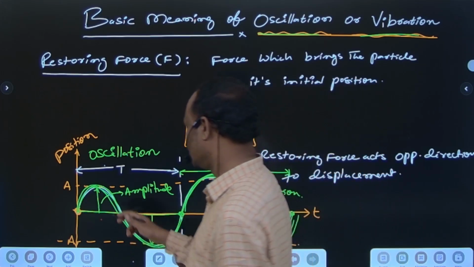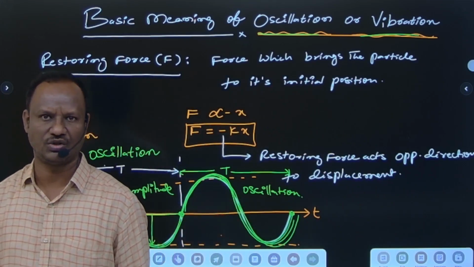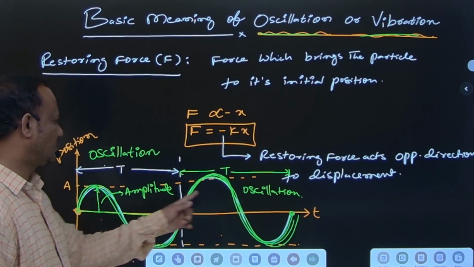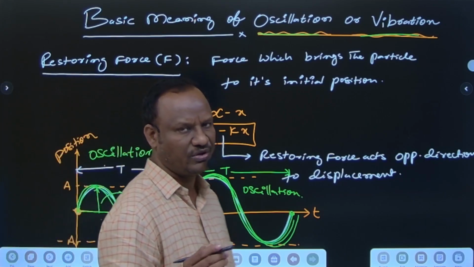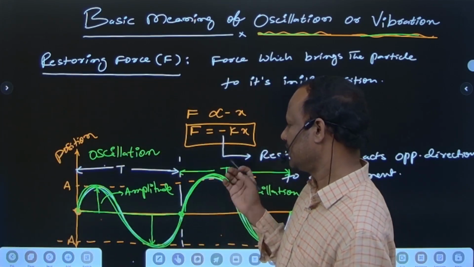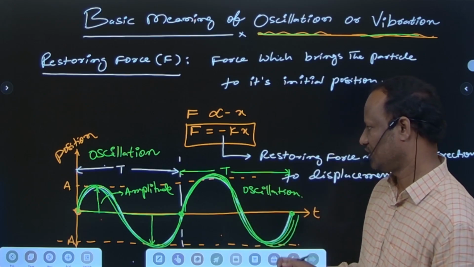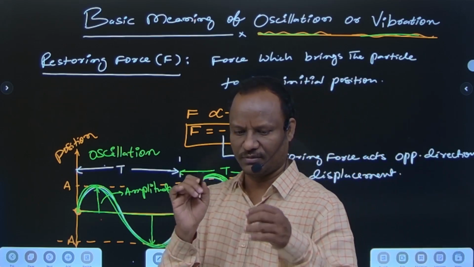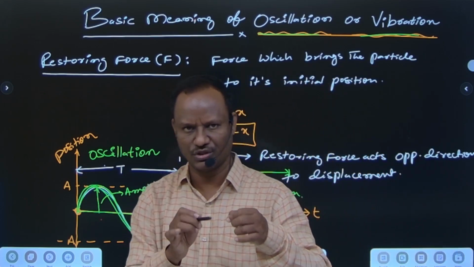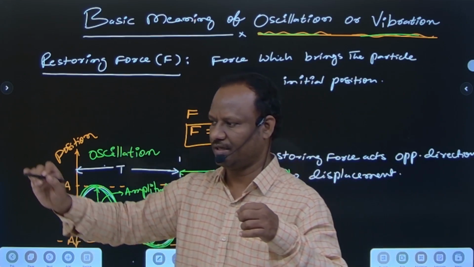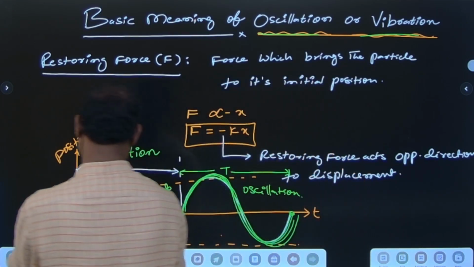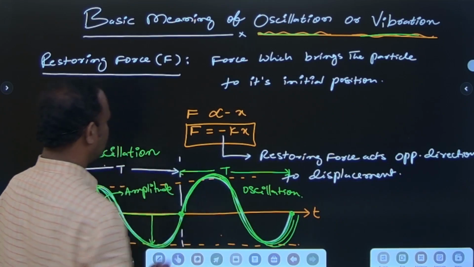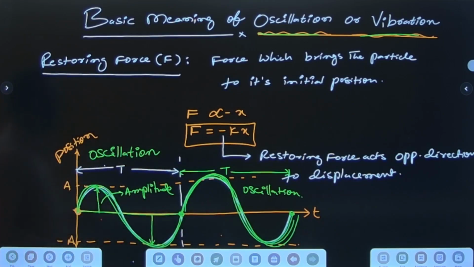So how many waves do we have? 2 waves are formed, so its frequency is 2. Next, how do you define the time period? The time taken to complete one oscillation, with the particle starting from any position and completing one oscillation, like from here to this one. The time taken is the time period.